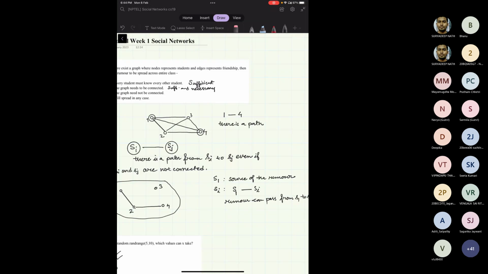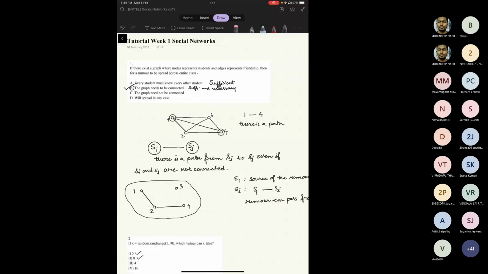So we considered a simple example of four nodes. So there is a class of four students. Here, an edge represents a friendship between the two, and by friend, I mean they can share the rumor among themselves. So if it is fully connected, obviously the rumor can pass because between any two friends there is always a path. If every student knows every other student, they are friends with everyone, so the source of the rumor can directly tell any other student. So option A is correct in a way, but it is a sufficient condition.